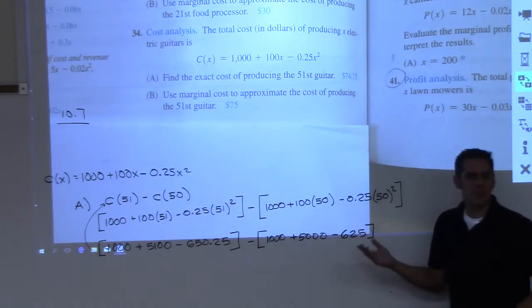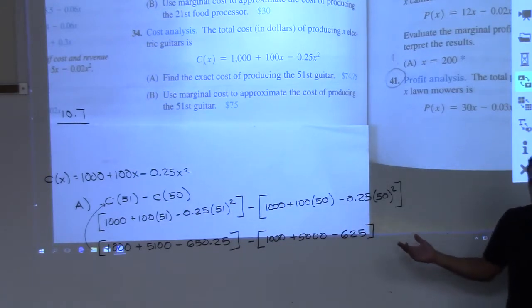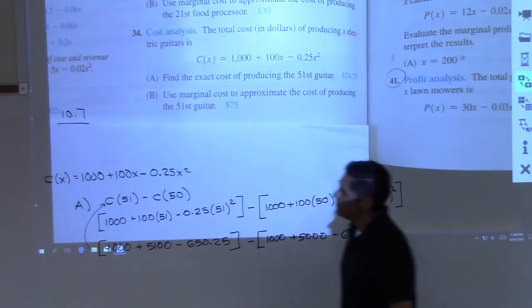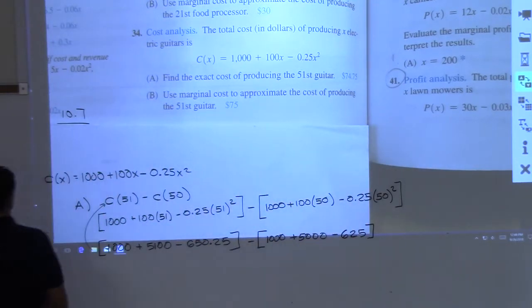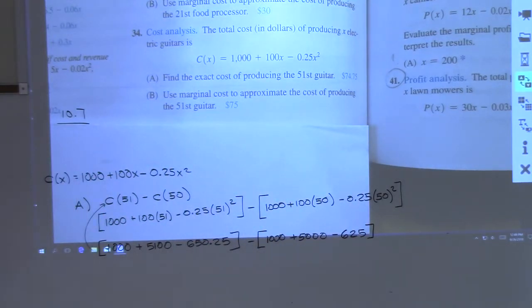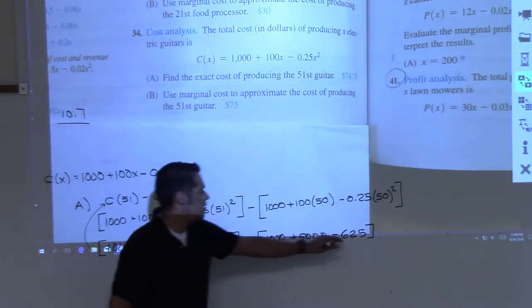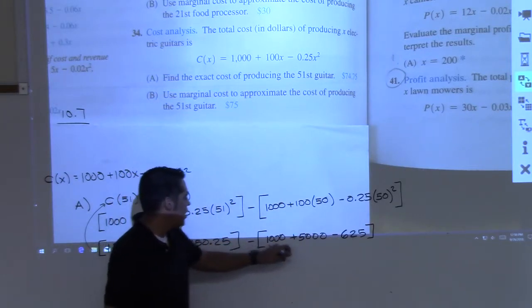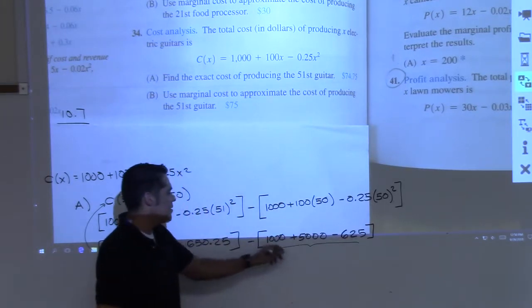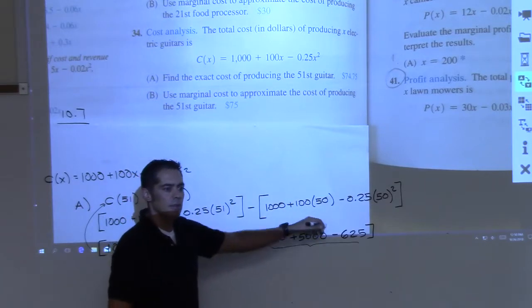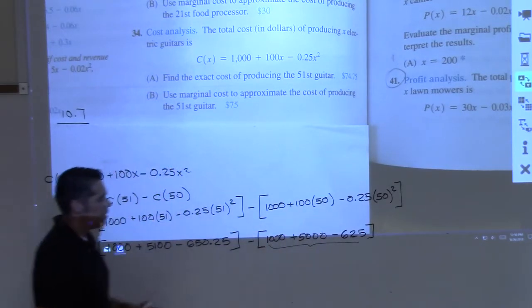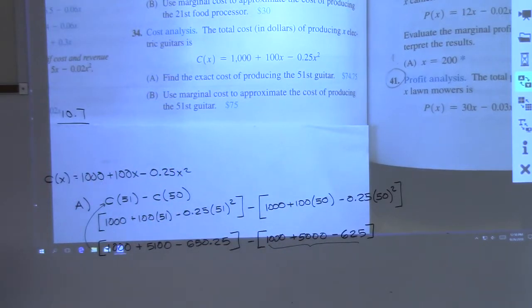Okay, so everything here is just arithmetic, isn't it? It's just arithmetic. All right, so let me put this all together. 1,000 plus 5,100 minus 650.25. And then remember, when you do this over here, you can either put it all together and get a number and then subtract it, or you can distribute a negative sign through and do them individually. It's really up to you. You understand what I mean by that?